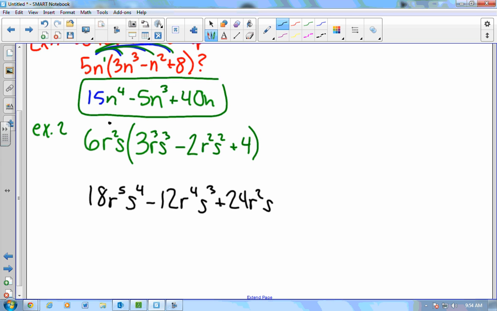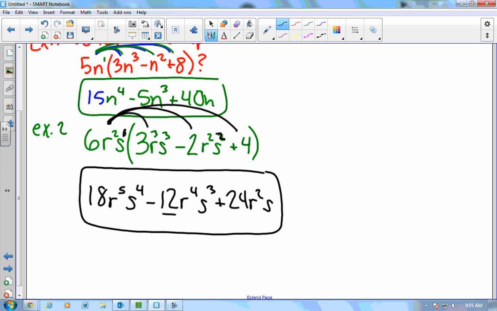So in case you need to hear why that works, 6 times 3 is 18, yes? On the r's, all we do is add the exponents. R squared, R cubed, 2 plus 3, that's where she got the 5. S to the first power times S cubed, 1 plus 3, that's where she got the 4. Minus 6 times negative 2 is our 12. R squared, that makes 2 plus 2 is 4. And on the S's, 1 plus 2 is 3. And then lastly, 6 times 4 is 24, R squared S.